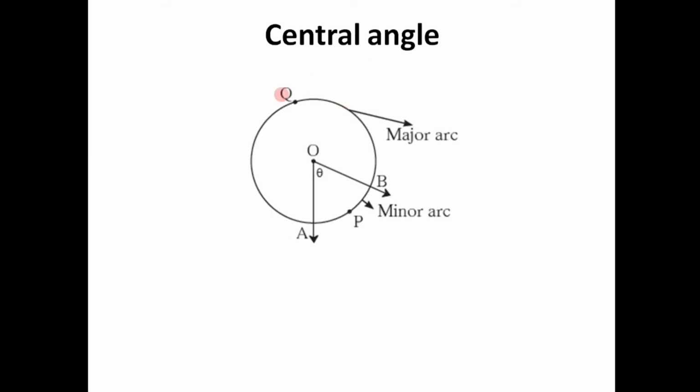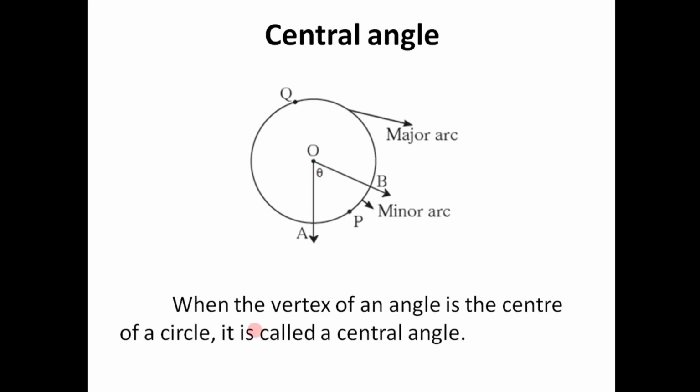Now let's consider the next concept, the central angle. For that, let us consider one circle with center O. Suppose we draw ray OA and ray OB, which start at the center of the circle. Due to these two rays, we get angle AOB, which makes an angle at the center of the circle. This is called the central angle. We can define the central angle as follows: when the vertex of an angle is the center of a circle, it is called a central angle.